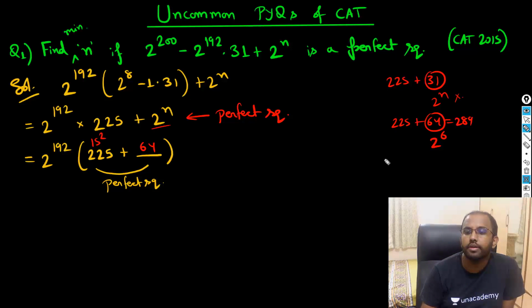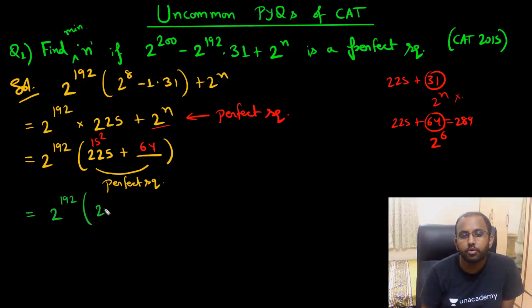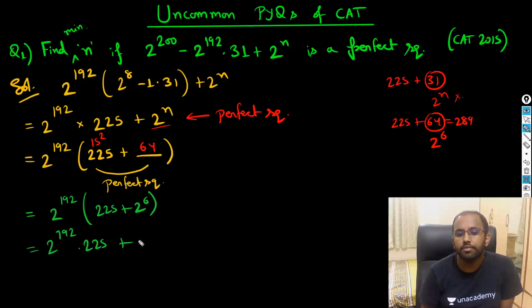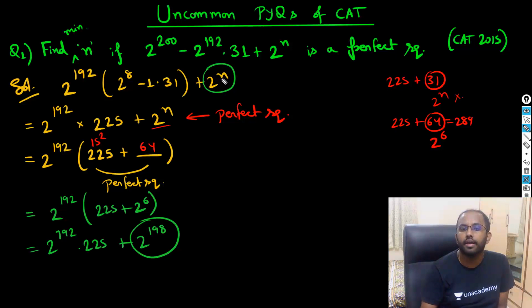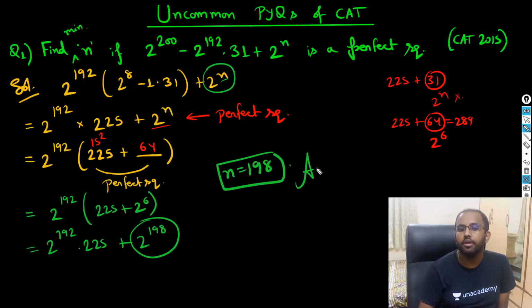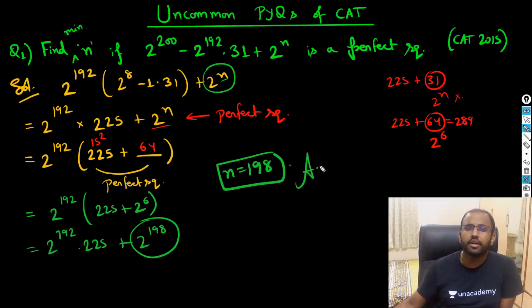So 64 means what, guys? If you think about it, 64 basically means that 2 raised to 192 should be like 225 plus 2 raised to 6. And if you again break it, it should become 2 raised to 192 into 225 plus 2 raised to 198. So this term should be 2 raised to n, which is 2 raised to 198 here, that means n should be 198. So n is equal to 198. That should be the answer of this question. Correct, right? So clear to everyone?